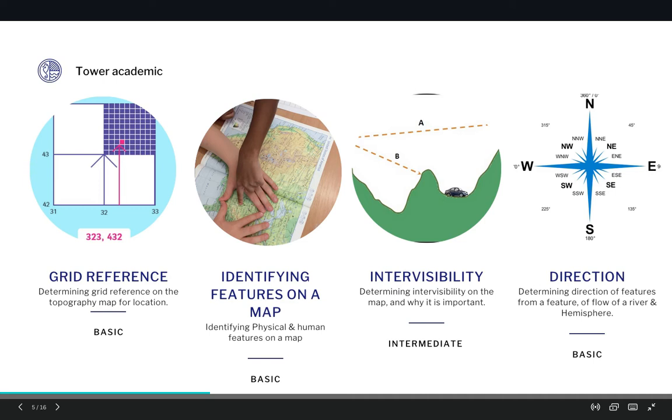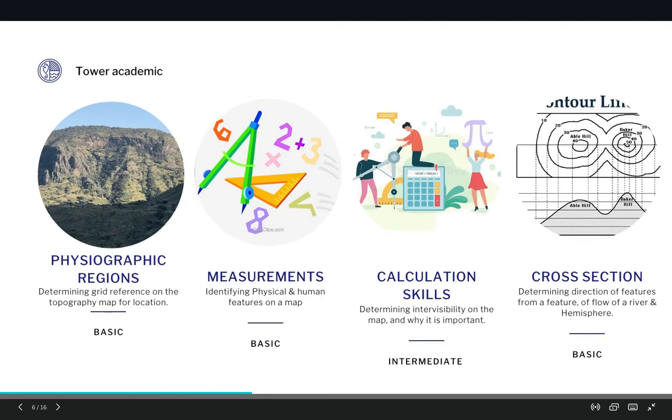Now you'll be looking for the other balance. Then we shall also be looking at what we call intervisibility. Here we shall be determining how one area looks from another area. That is basically intervisibility. We shall also be looking at direction. After direction, we also look at bearing, because direction goes hand in hand with bearing. Besides that, we shall look at physiographic regions.